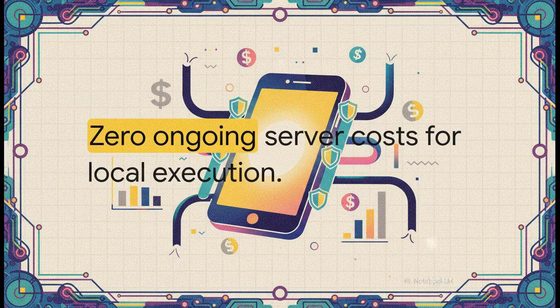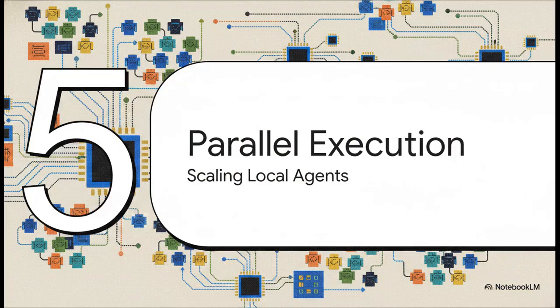So why is this hybrid architecture so highly valued by engineering teams? Zero ongoing server costs for local execution. By pushing these agentic workflows down to the device level whenever you possibly can, you drastically reduce your cloud compute spend. And at the same time, you're offering users incredibly low latency and even offline capabilities. You are literally only paying for cloud compute when the local device simply can't handle the task. It's a massive win-win.